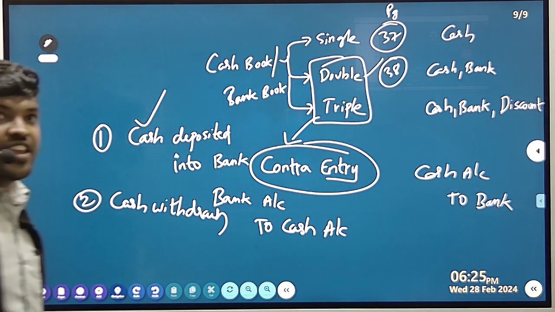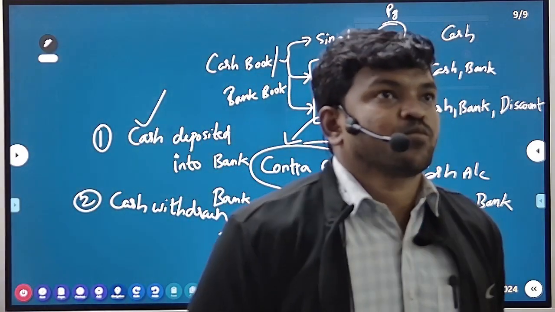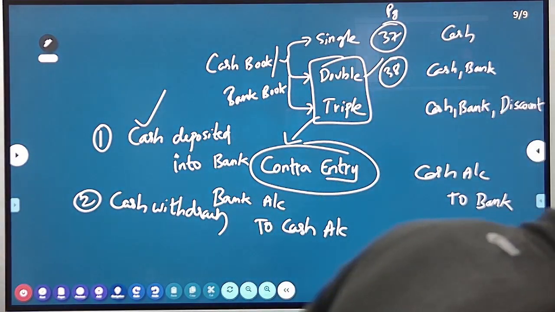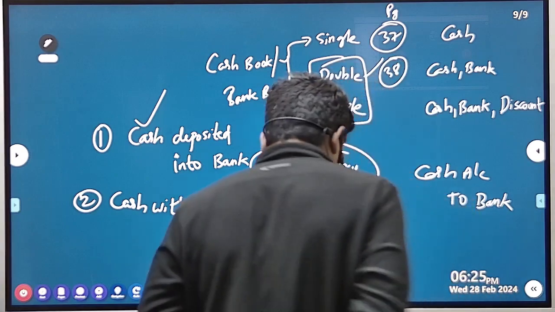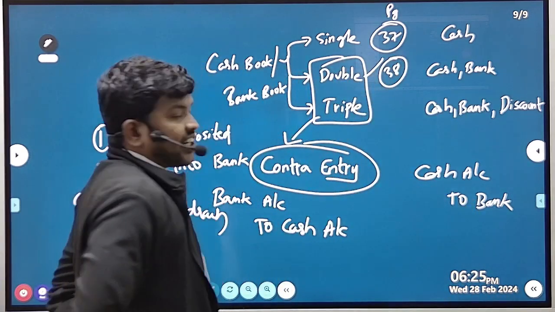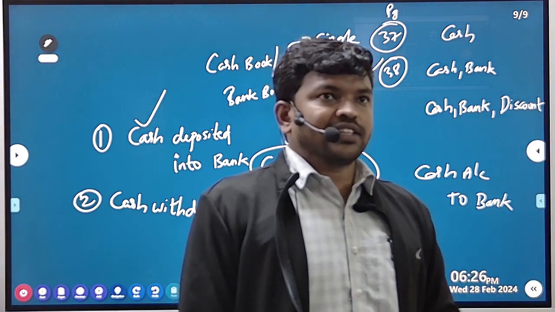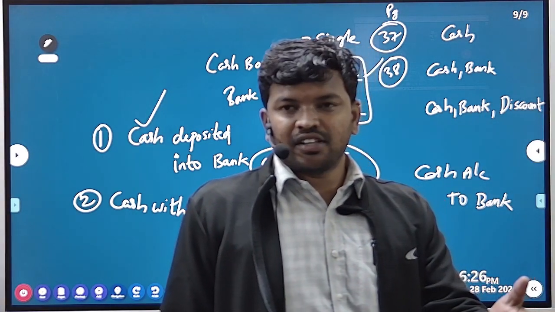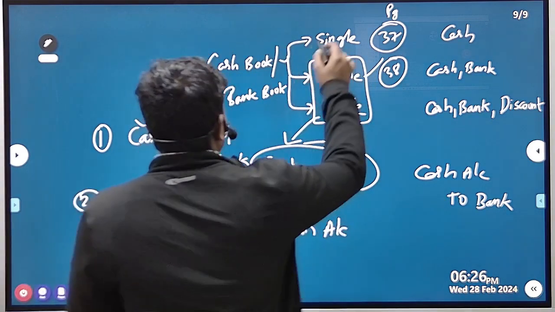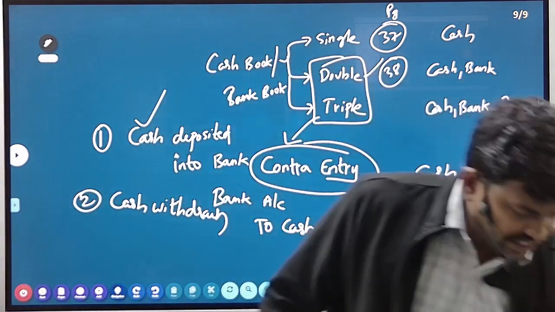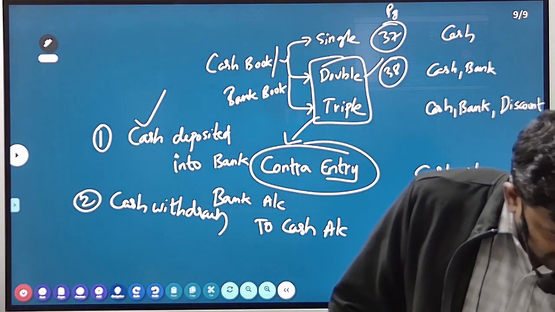Sir, can you explain once again why contra entry does not arise in single column cash book? That is your question, yes? Very good. So in case of single column cash book, can you see the format? Come to page number 37.